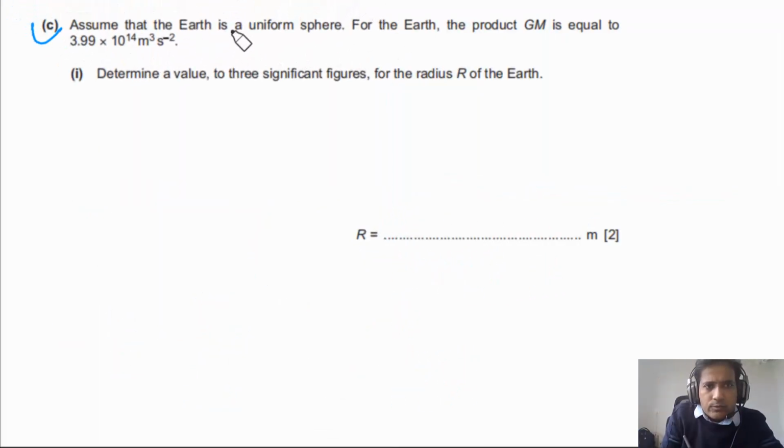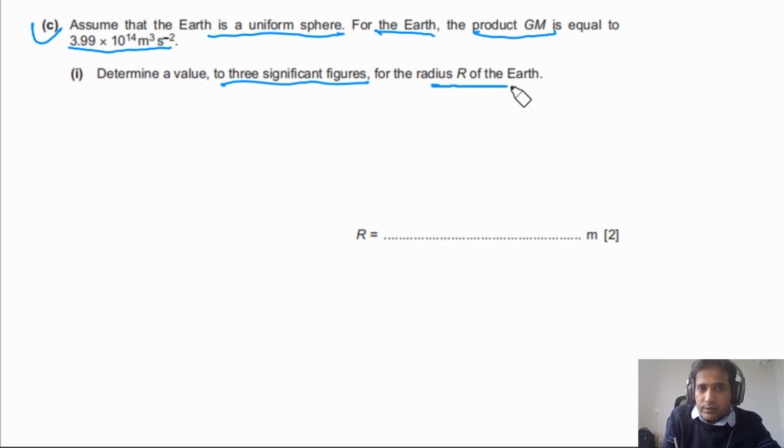Part C says, assume that the earth is a uniform sphere. Very important, you need to understand we are talking about a specific planet now, and for the earth the product GM is equal to this value. Determine a value to 3 significant figures for the radius of the earth. So you have to use 3 significant figures in your answer.